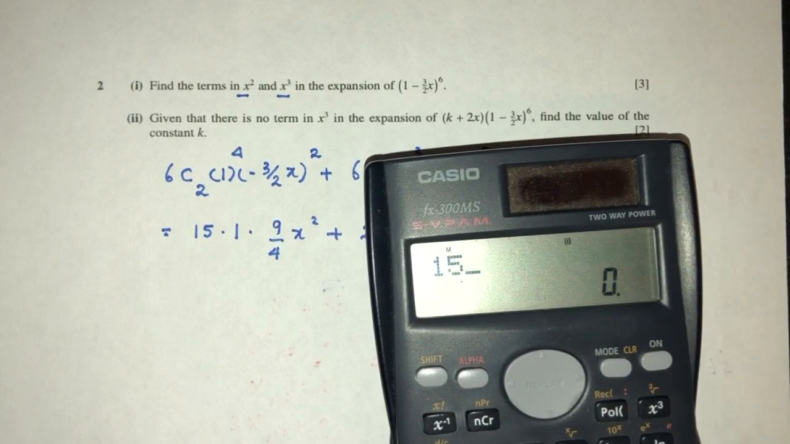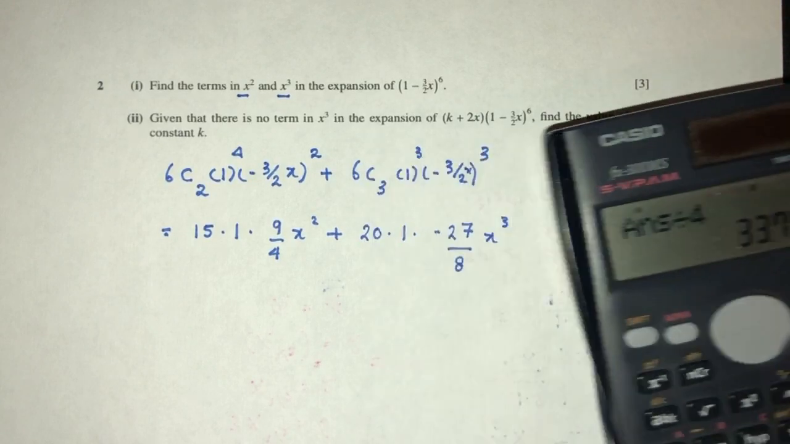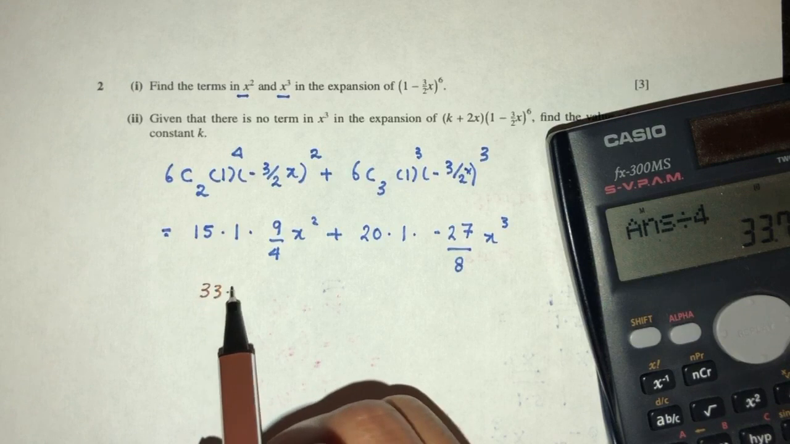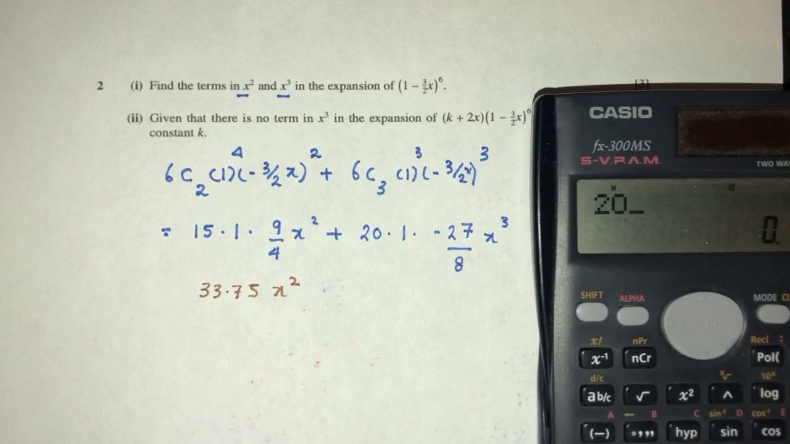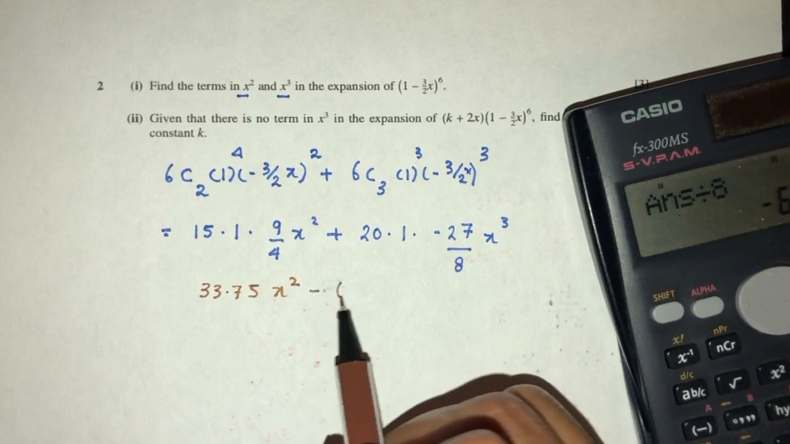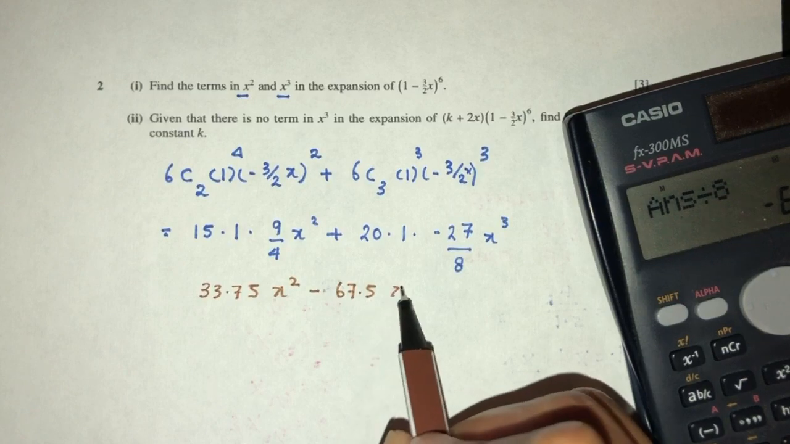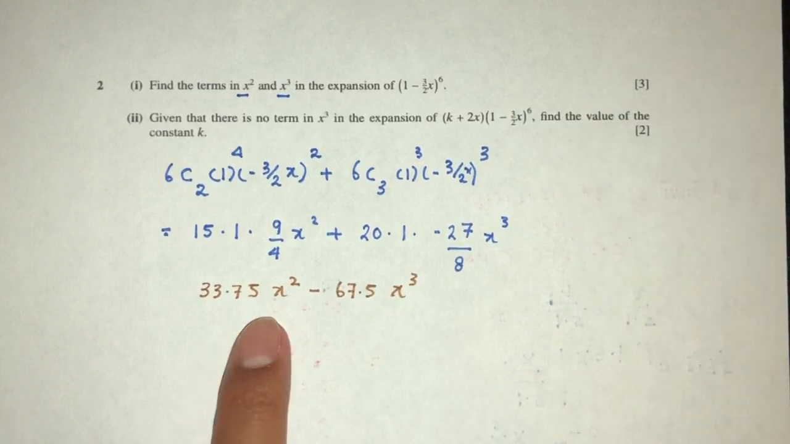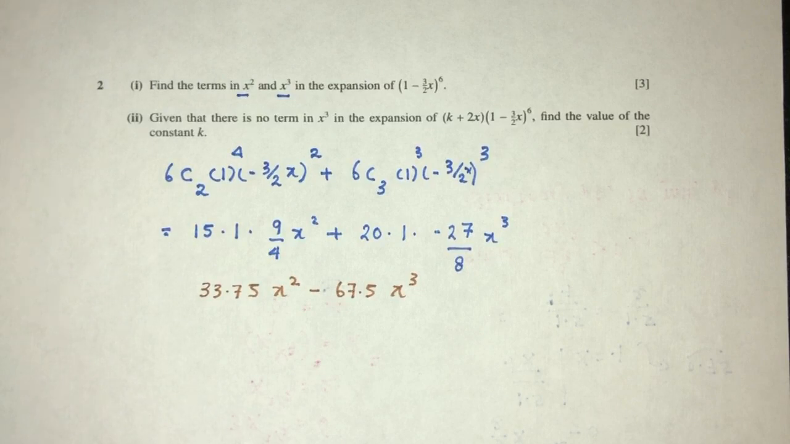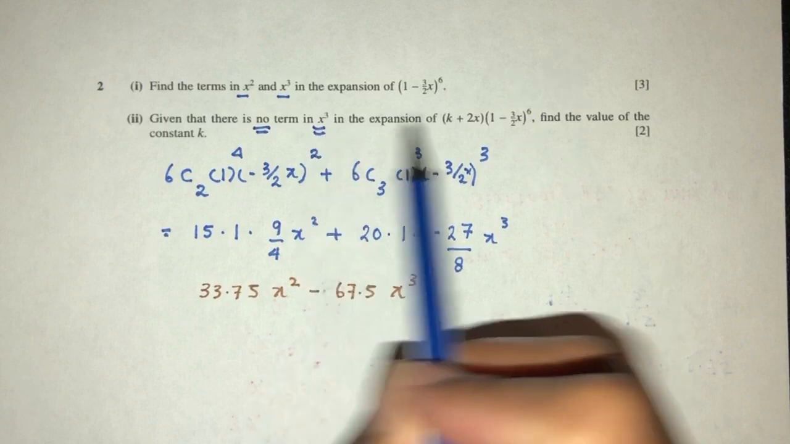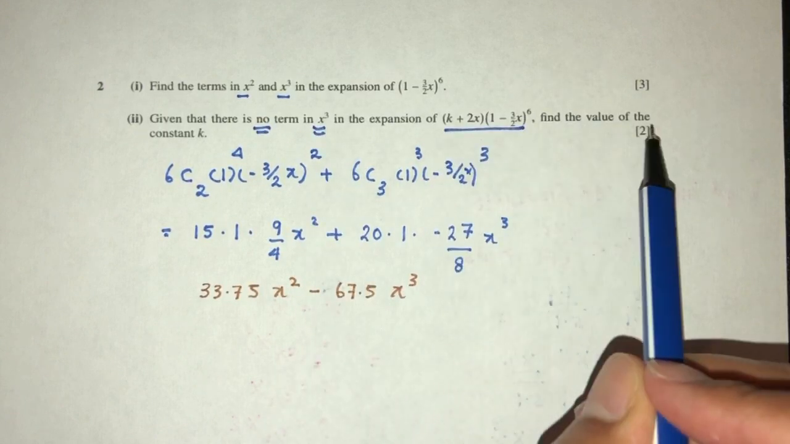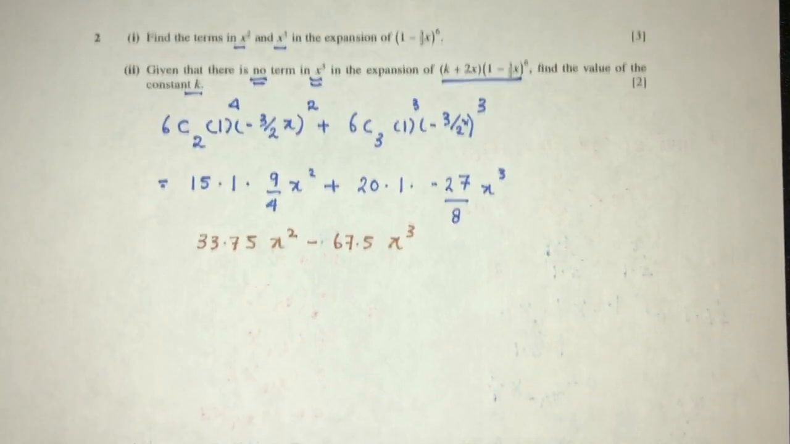So we have 15 times 9 divided by 4. That should be 33.75 x squared. And here we have 20 times minus 27 divided by 8, which is minus 67.5 x cubed. So these are the terms in x squared and x cubed. Part 1 done. Now for part 2, given that there is no term in x cubed in this expansion, find the value of k. Okay, so let's see.